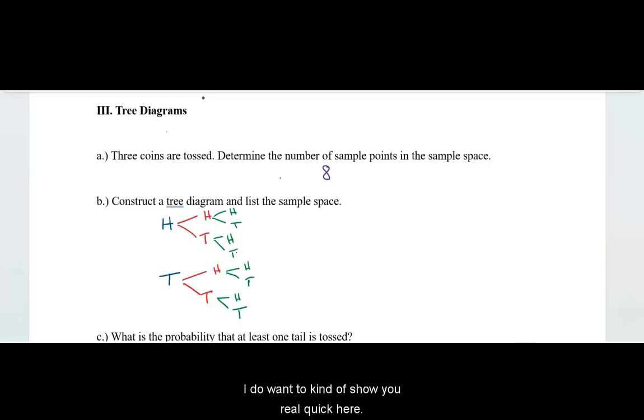I do want to show you real quick. Here you're looking at all 3 coins could have been heads, right? Heads, heads, heads. You follow the branch. So here's one possible outcome: every coin gave you a heads. Or you could have had a heads with the first coin, heads with the second coin, but a tails with the third coin. So there's another outcome. Look over here. Now we could have gotten a heads, a tails, and a heads. Or a heads, a tails, and a tails.